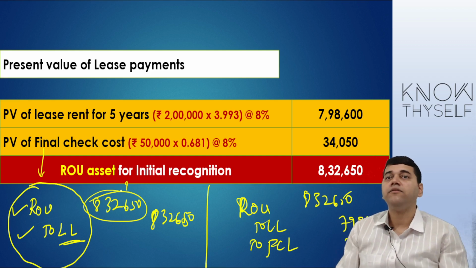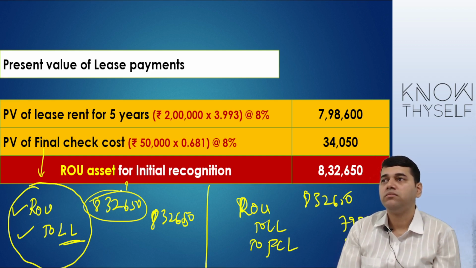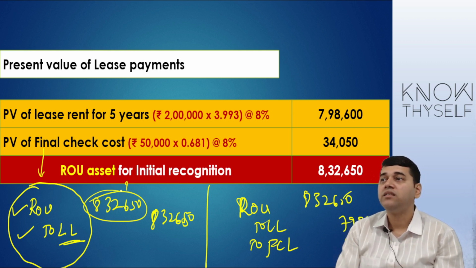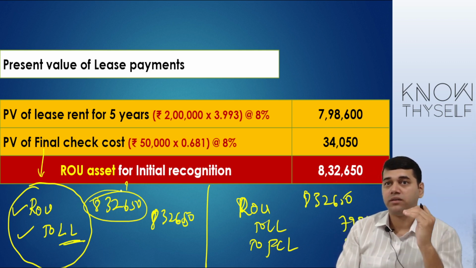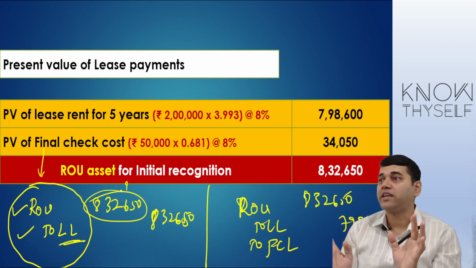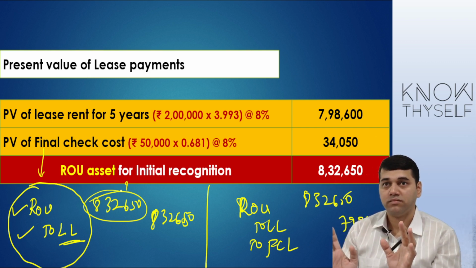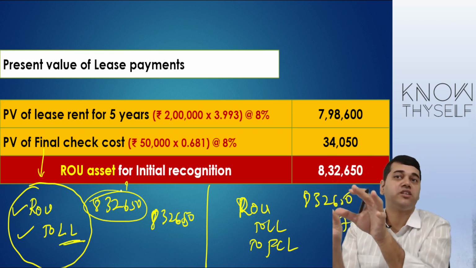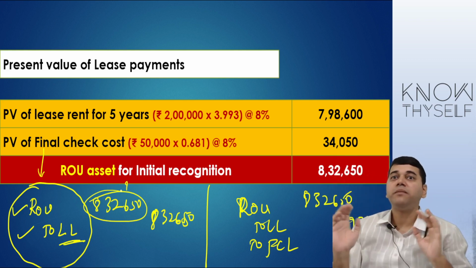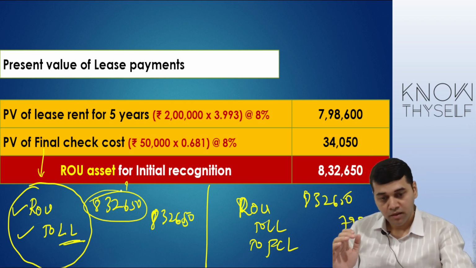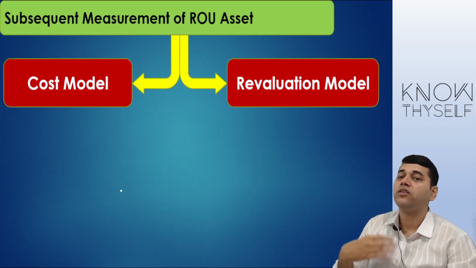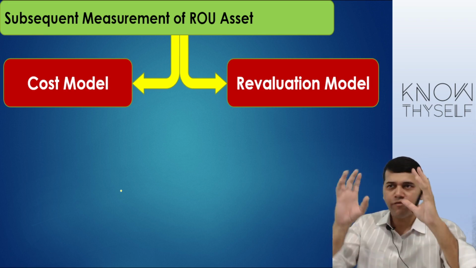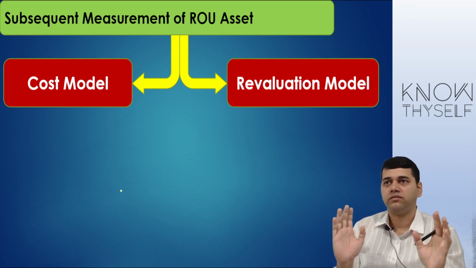Done, I am done. When is my next thing going to come? Maybe at the end of the year. What do I call that? Subsequent measurement. Again, there is nothing called subsequent recognition. Initially you recognize, initially you measure, then subsequent measurements. So, how do we go for the subsequent measurement?